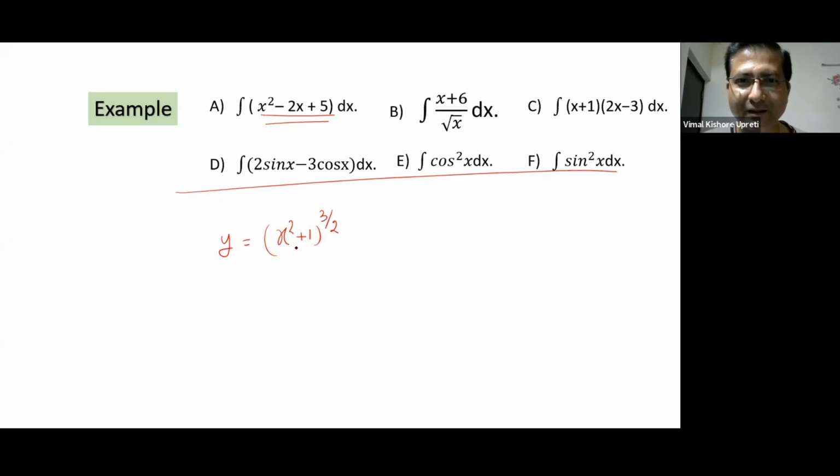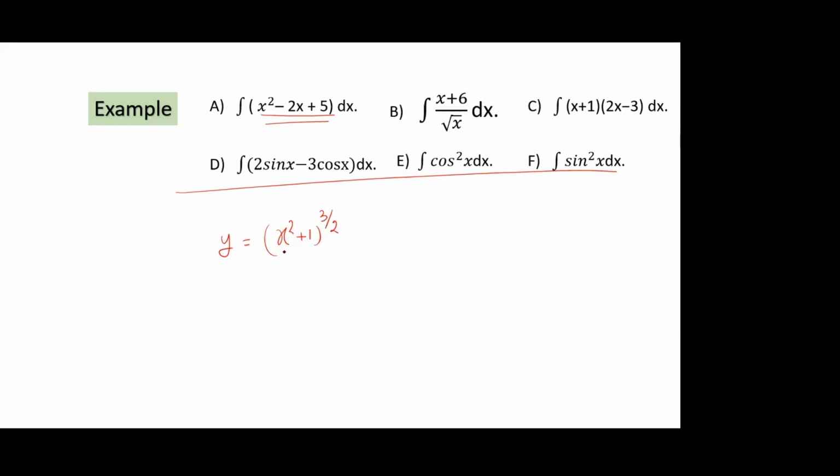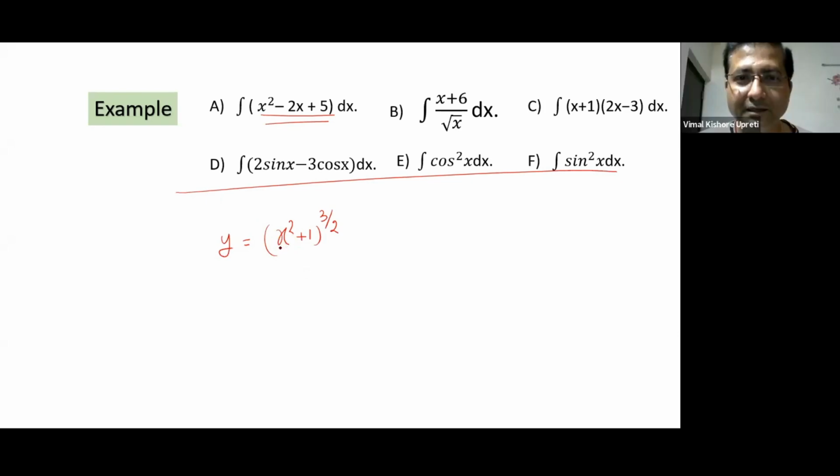Assuming x square plus 1 is equal to u. Yes, very good. See what is happening here. I know x square integration, but I don't know x square plus 1 to the power 3 by 2 integration. Anything written in the format x to the power n, I know the integration. Apart from this, if anything else is written, I don't know the integration. So there we use the substitution method.